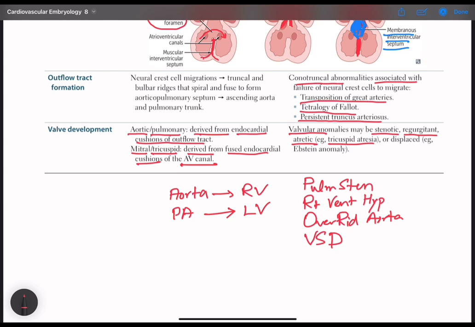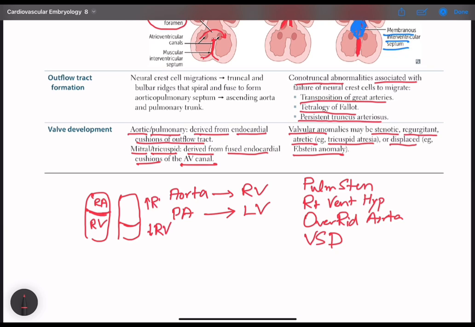And at last we have a displaced type, for instance in Epstein's anomaly. If we look at the chambers, this is the right atrium and right ventricle. In Epstein's anomaly, instead of the normal location, the valve is located more within the ventricle, thus decreasing the size of the right ventricle and increasing the size of the right atrium.